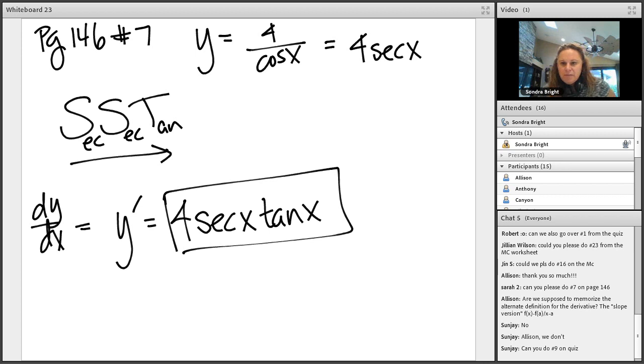Are we supposed to memorize the alternate definition? No, you don't need to memorize the definitions. Just like on the quiz, we give you both of those.